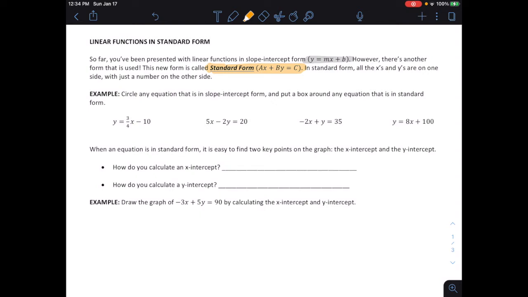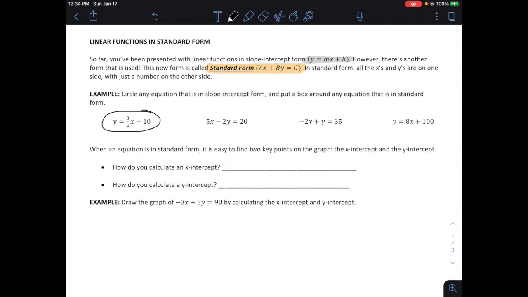So if we look at this first little example here, we have four different equations, and we simply have to circle the ones that are in slope-intercept form, or y equals mx plus b, and then put a box around the ones that are in standard form, which is ax plus by equals c. So if I look for slope-intercept form, I always want to look for a y equals, and I can see that in the first one, and then I see an x term, 3/4 x, and then minus 10. So that's y equals mx plus b. So I'm going to circle that.